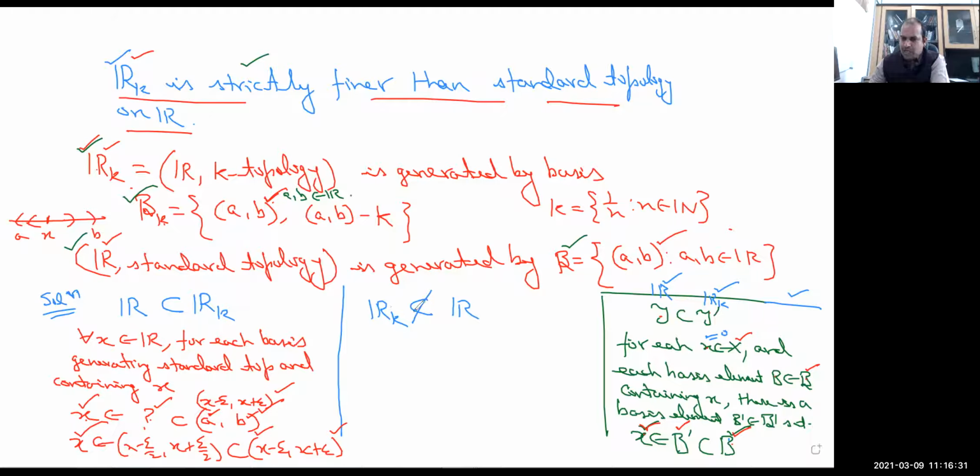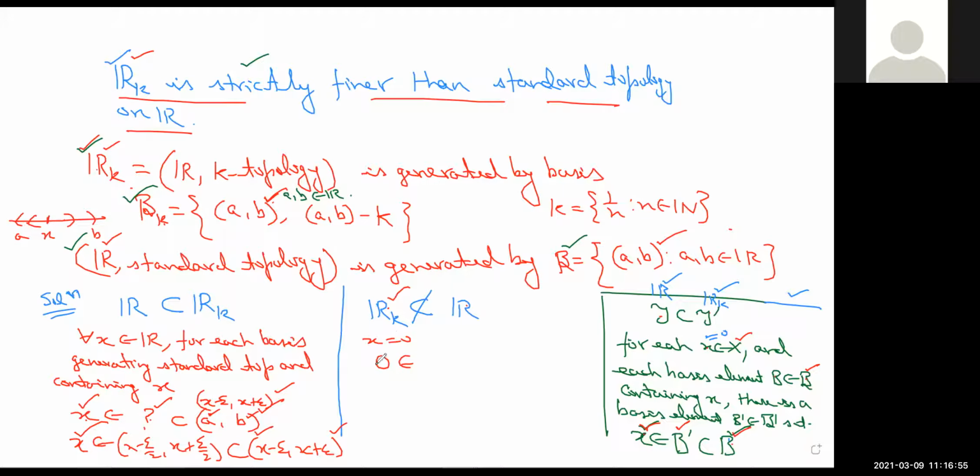Now, how to show that standard topology is not finer than K topology? Question is how to show that standard topology is not finer than K topology. Okay, let me start. Let me take X equal to 0 and just apply this definition. I am saying that, see, what are the basis members from K topology which contain 0? Sir, do it by taking an example. Yes. Now let us think of all those basis members from the basis generating K topology.